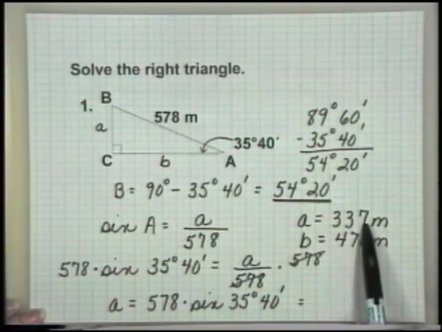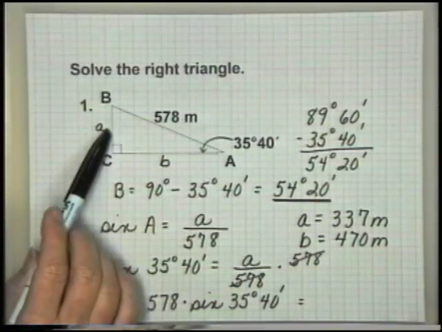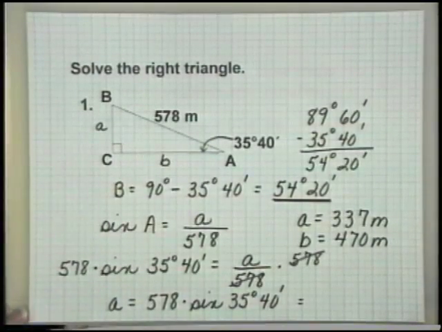Where's the smallest side? That's side A, 337. Is it across from the smallest angle? Sure enough, it is. 35 degrees 40 minutes is the smallest angle in the triangle. So like I said, that doesn't mean that it's correct, but sometimes if you've made a silly calculator mistake, you can find it with that real quick check.